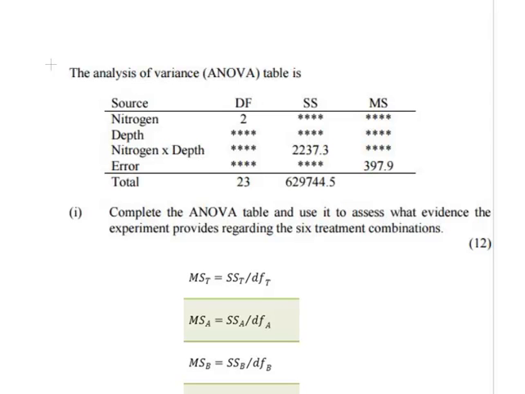So in this presentation, this is the third part of our two-way analysis of variance with replicates. The question asked us, the analysis of variance table is such and such, complete the table and use it to assess what evidence the experiment provides about the six treatment combinations.